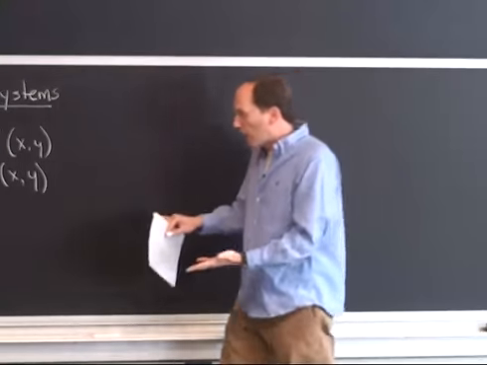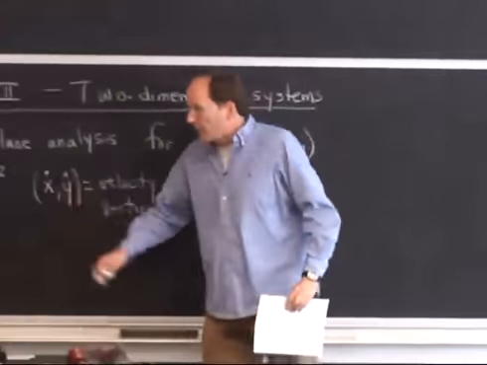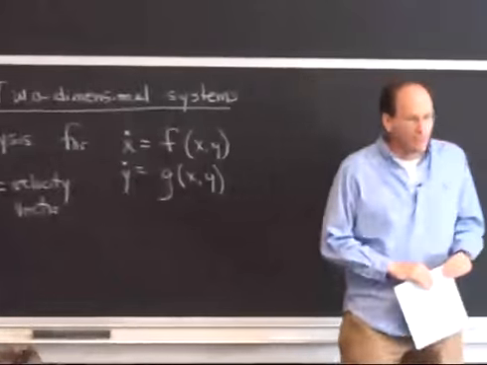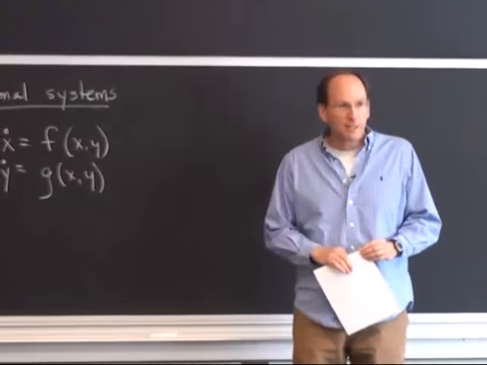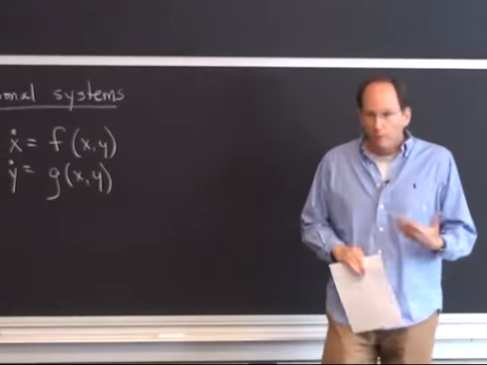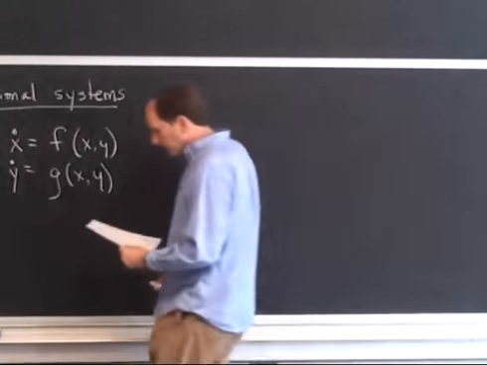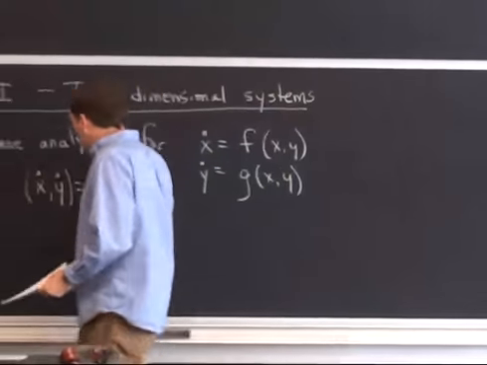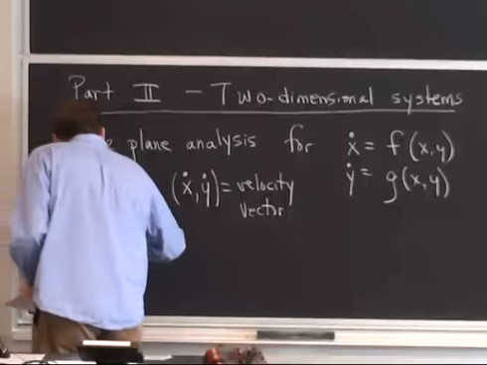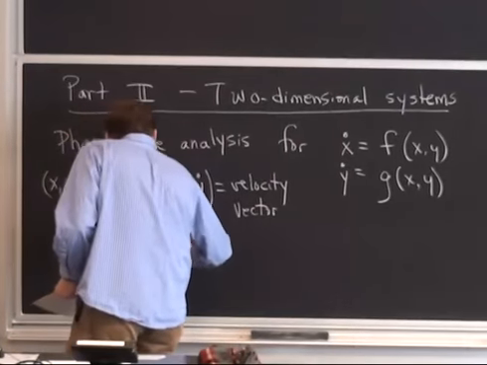This just means a make-believe velocity that's happening in the phase space. We're thinking of x and y as positions. In that sense, x dot, y dot would be velocity. But really, x and y might be populations. They might be concentrations of chemicals. They're not really positions, only it's helpful to think of them that way. And so this gives us a vector field on the phase plane.